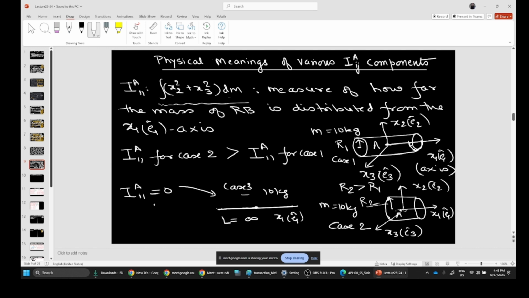Okay. So I hope with these 3 cases, you will find my statement reasonable, that IA11 is a measure of how far mass is distributed from the x1 e1 axis. The farther it is distributed from the x1 e1 axis, and when I say farther from the x1 e1 axis, I mean farther in these directions, in x2 e2 and x3 e3, the farther it is distributed, IA11 will be more.